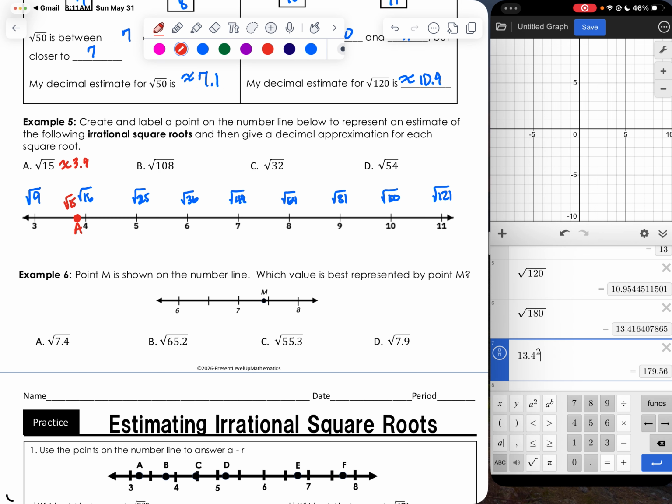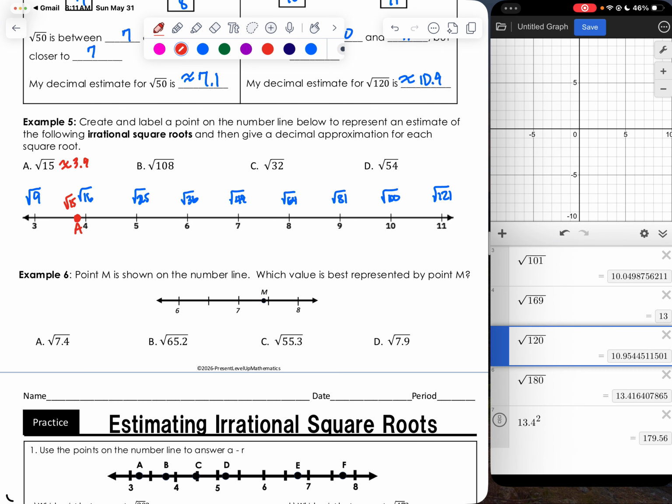All right. Square root of 108. That's bigger than square root 100, but smaller than square root 121. So I'm thinking it might be somewhere right here. I'll put a B. So square root of 108 has got to be bigger than 10, but smaller than 11, and it's closer to the 10. So I don't know, maybe 10.2, something like that.